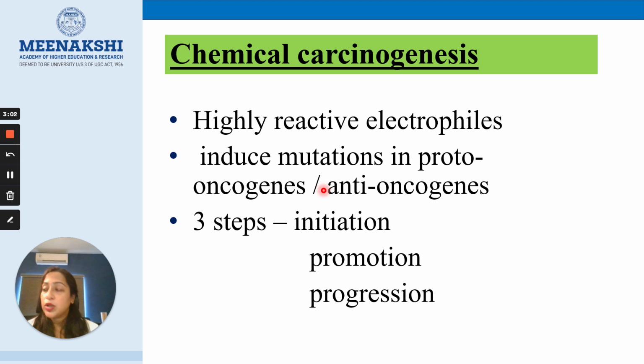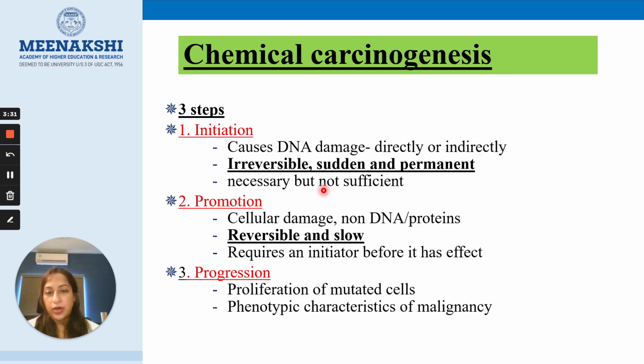When they act on them, they cause permanent changes to genes called proto-oncogenes, which require activation, a mutation that makes them oncogenes, and anti-oncogenes such as P53 that protect our genome. So a mutation to a proto-oncogene or a mutation to an anti-oncogene can lead to tumorigenesis. Now this occurs in three steps: initiation, promotion, and progression. The initiation step is the most important step in chemical carcinogenesis because without initiation, you do not have promotion or progression.